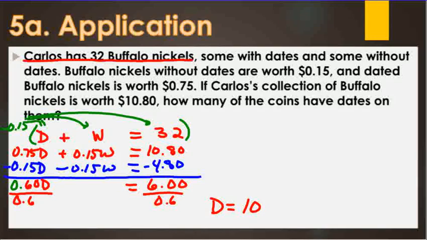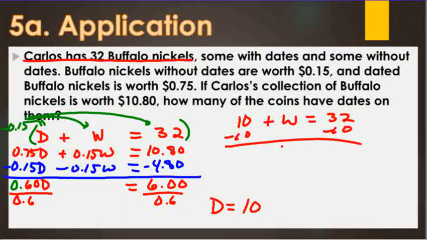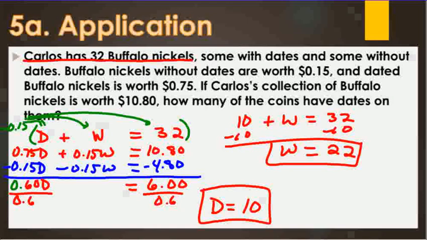Now I can choose the top equation, put 10 in for D, plus W equals 32. Solve for W, subtract 10 on both sides. W would equal 22. So I have 22 nickels without dates, 10 nickels with dates.